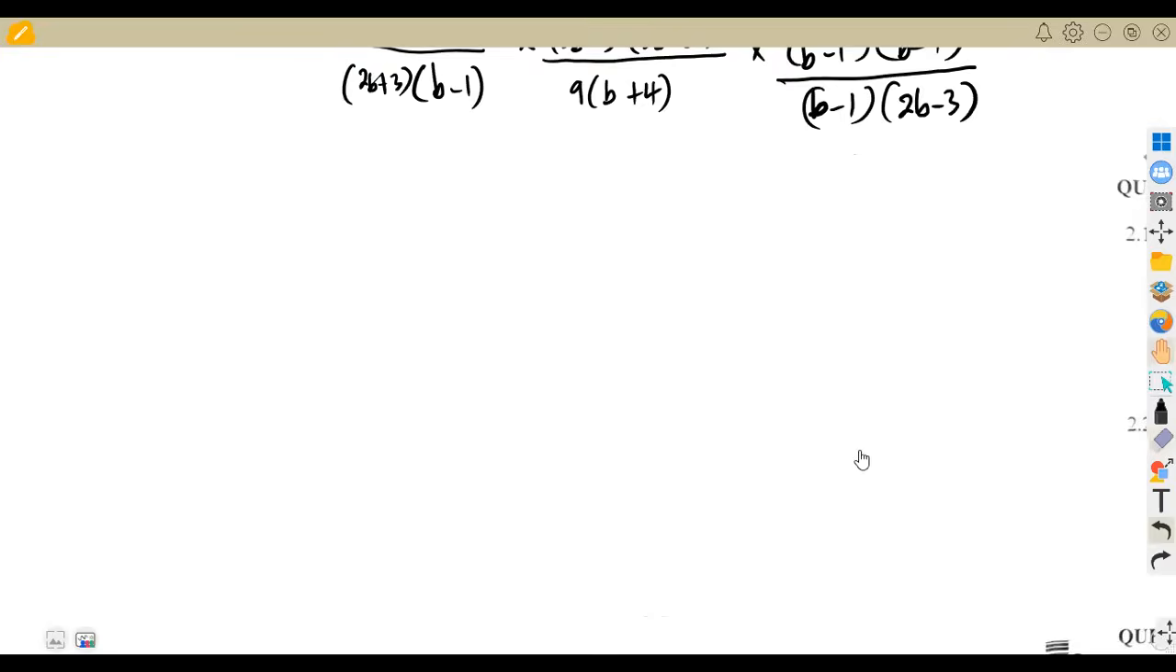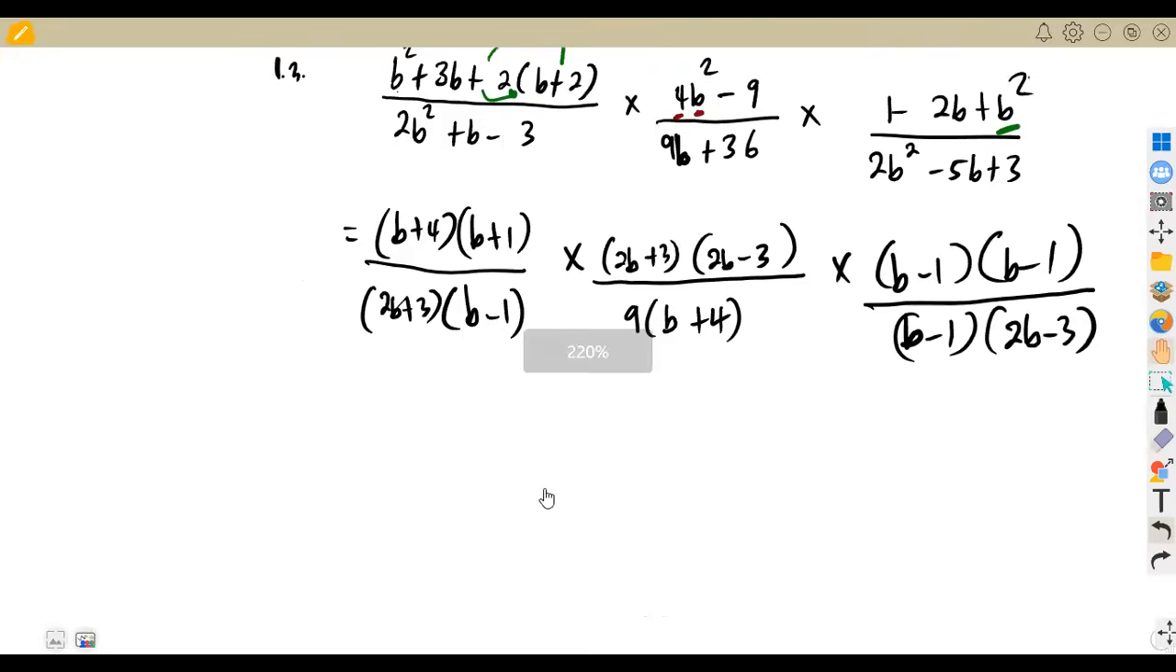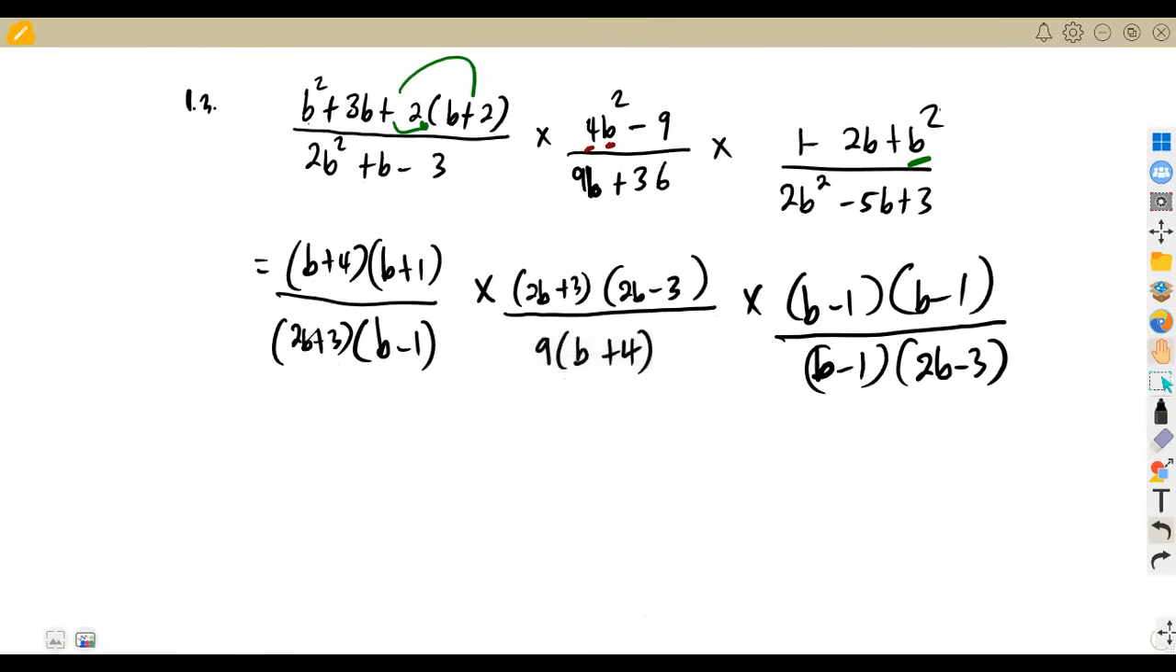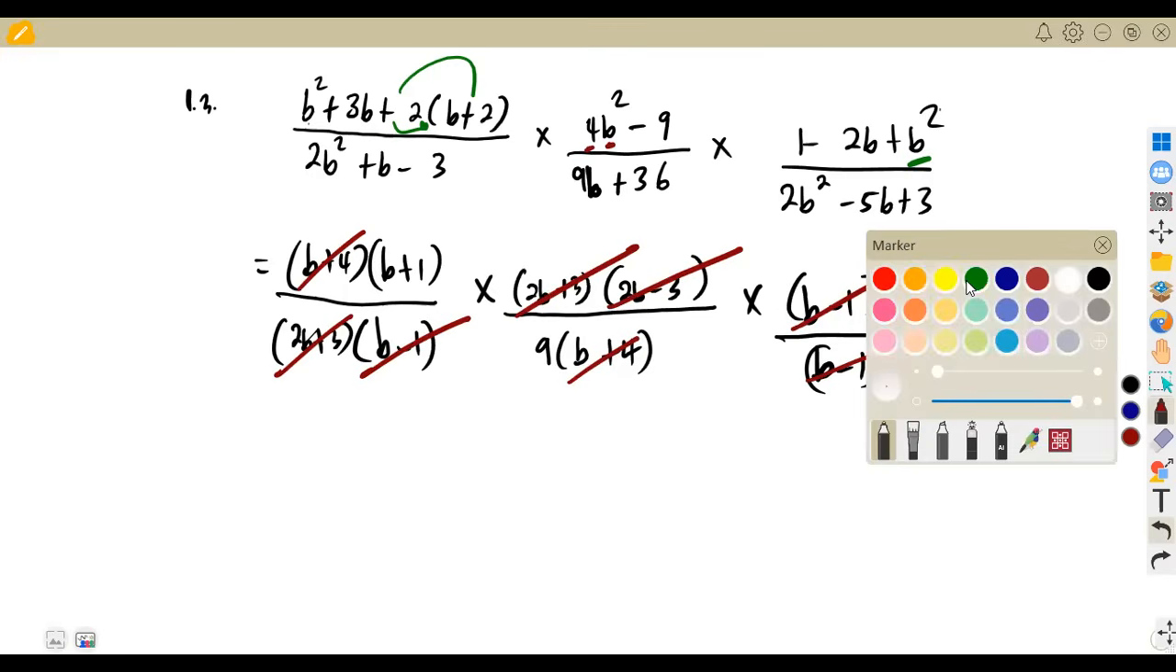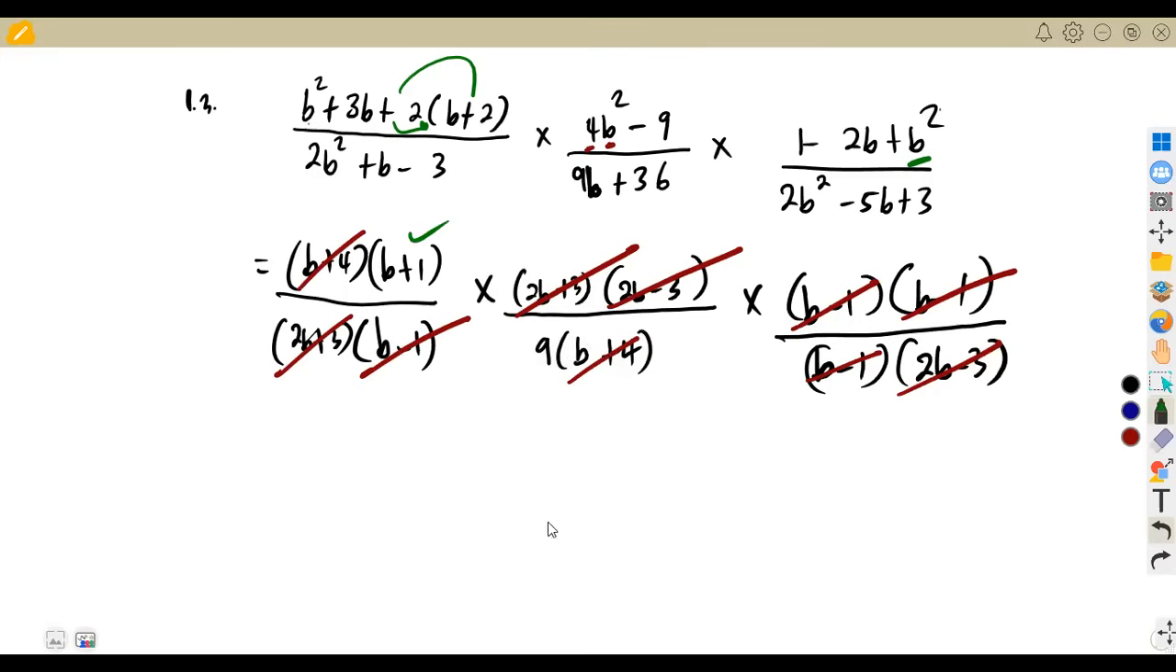Now what we're going to do, we are going to cancel. The concept is between the numerator and the denominator. Remember, as long as it is from the numerator and the denominator, we can cancel that. Just like b plus 4 here and b plus 4, we can cancel that. We've got b minus 1, we've got b minus 1. We've got b minus 1 here, we've got b minus 1 again. 2b minus 3, we've got 2b minus 3. 2b plus 3, we've got 2b plus 3. Guys, we canceled almost everything, but we are left with something here on top. On top, we are left with b plus 1. Down here in the denominator, we are left with a 9.